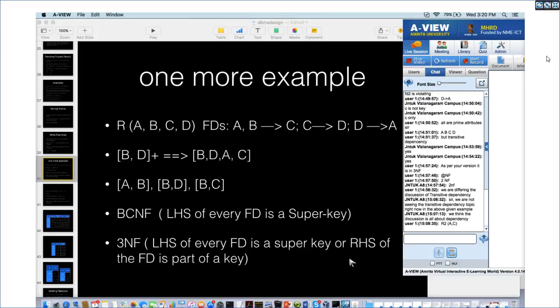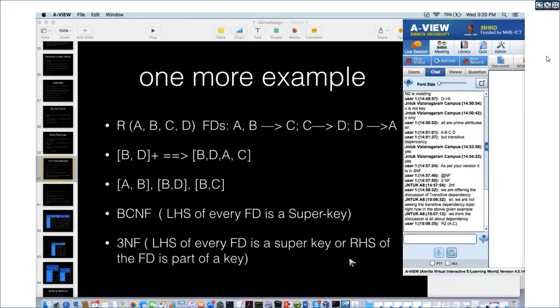We actually discuss the transitive dependency. I'm going to come back to this transitive dependency, and I will look at the transitive dependency later. I want you to first understand the functional dependencies.